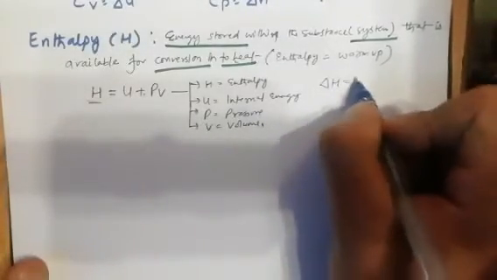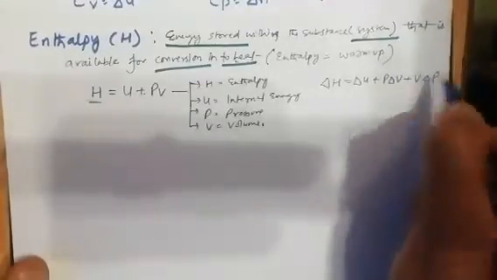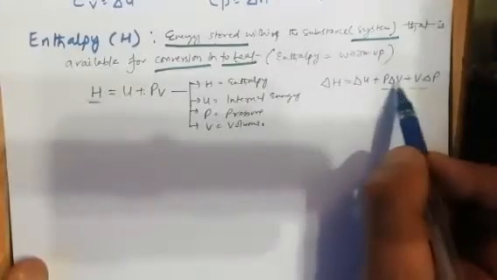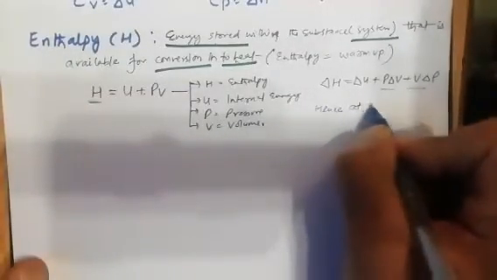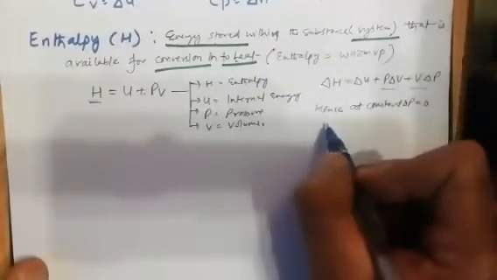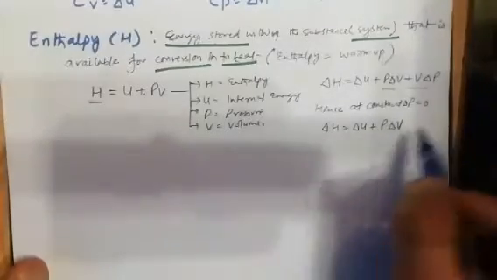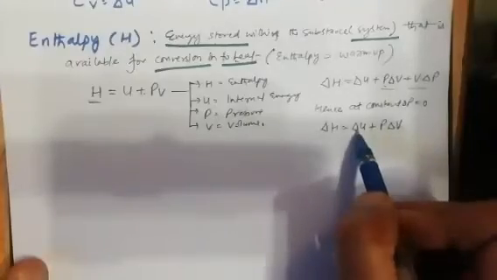So H can be written as delta H is equal to delta U plus P delta V plus V delta P. Either P delta V or V delta P. When delta V is there, it means that P is constant. When delta P is there, it means that volume is constant. Hence at constant pressure, delta P is 0, and delta H becomes delta U plus P delta V. P is not changing, delta V is changing along with the change in internal energy.